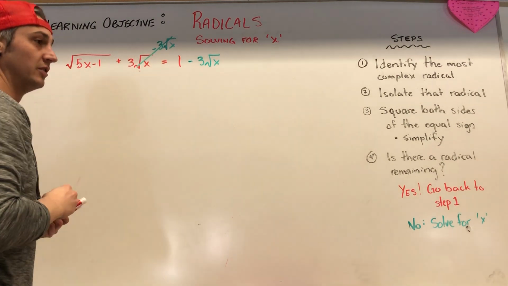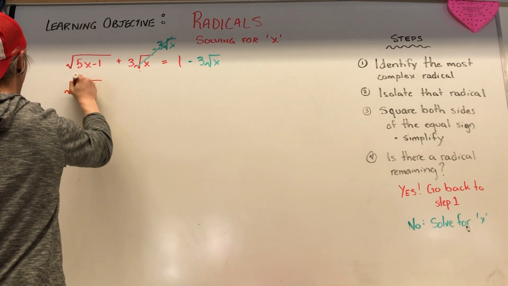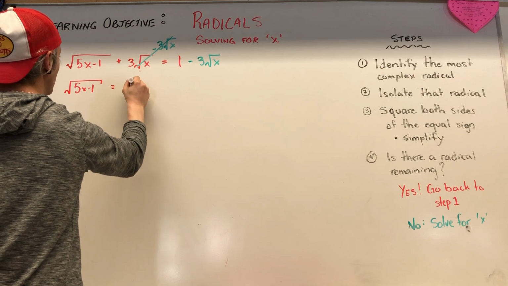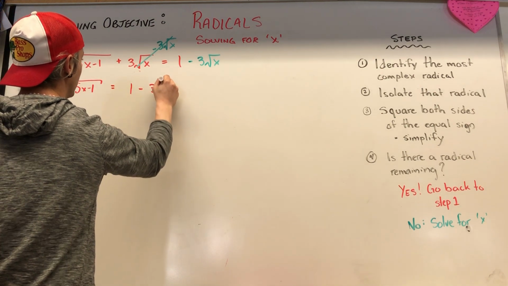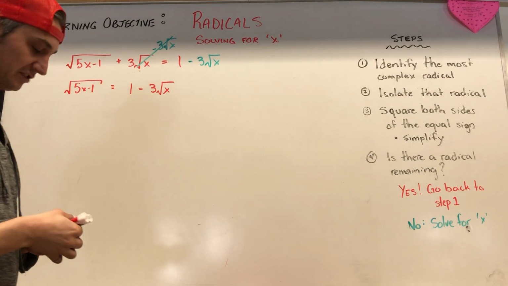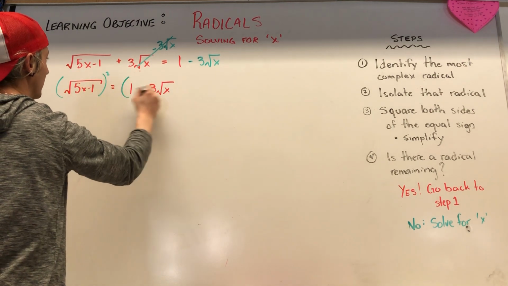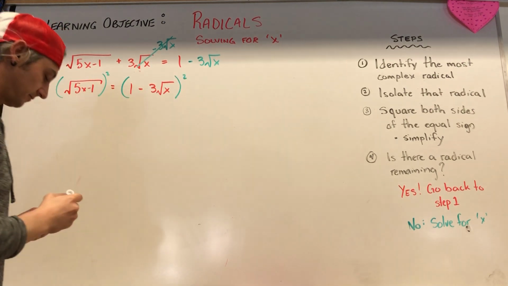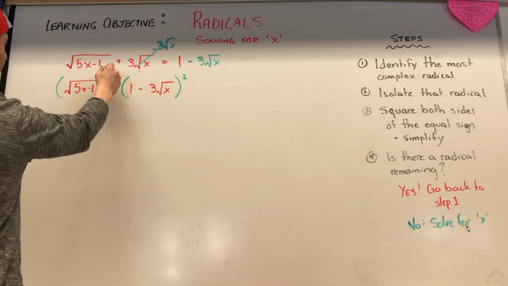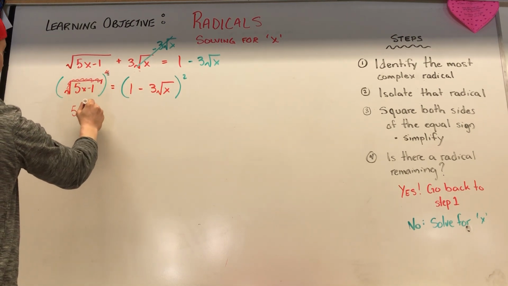So that cancels out, and I'm left with 5x minus 1. The square root of 5x minus 1 is equal to 1 minus 3 root x. Okay, my more complex radical is isolated. Now I'm going to square both sides. I'm going to square this side and square this side. And when I square this left side, everything is sitting under the radical, so this square is just going to cancel out the radical, so that I'm left with 5x minus 1.